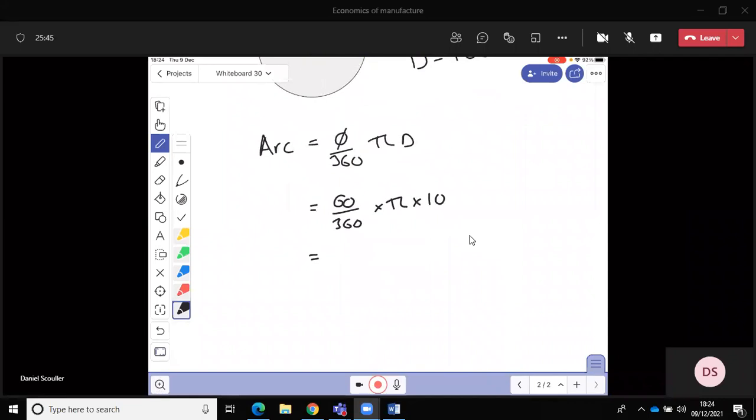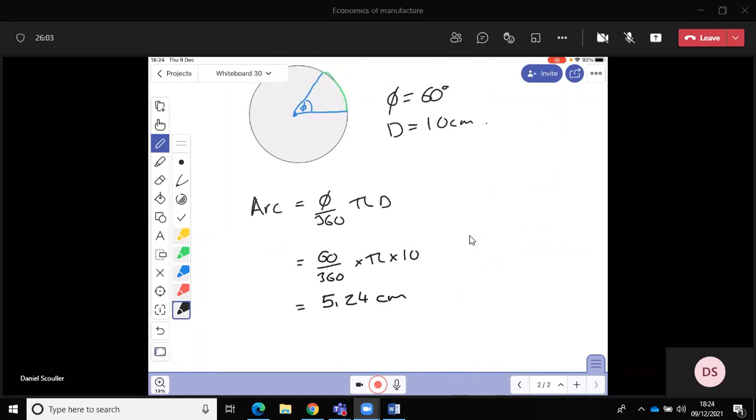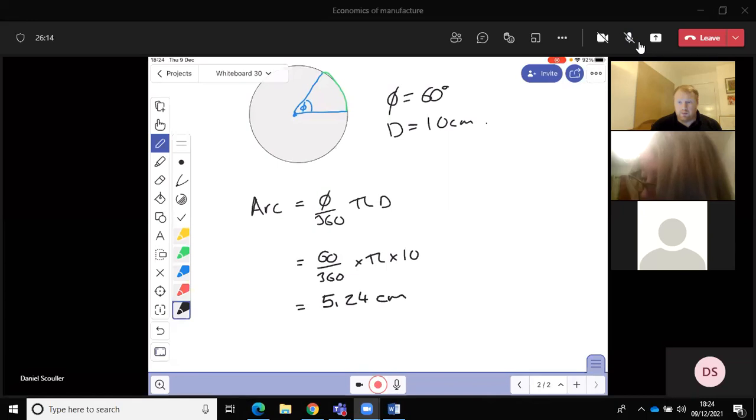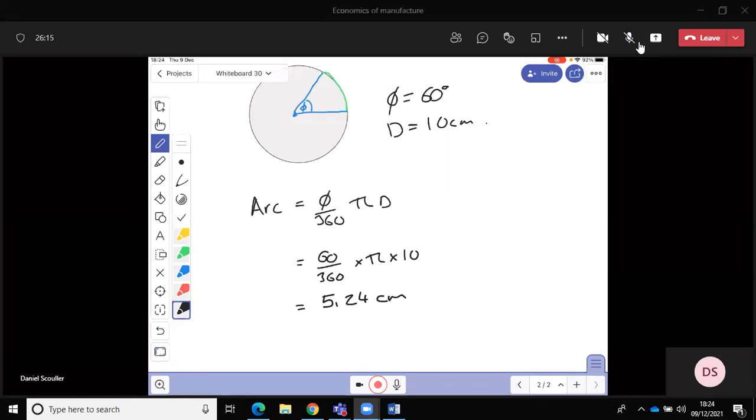And then we'll use our calculator. 60 divided by 360, times pi, times 10. That green line is going to be 5.24 centimeters long.